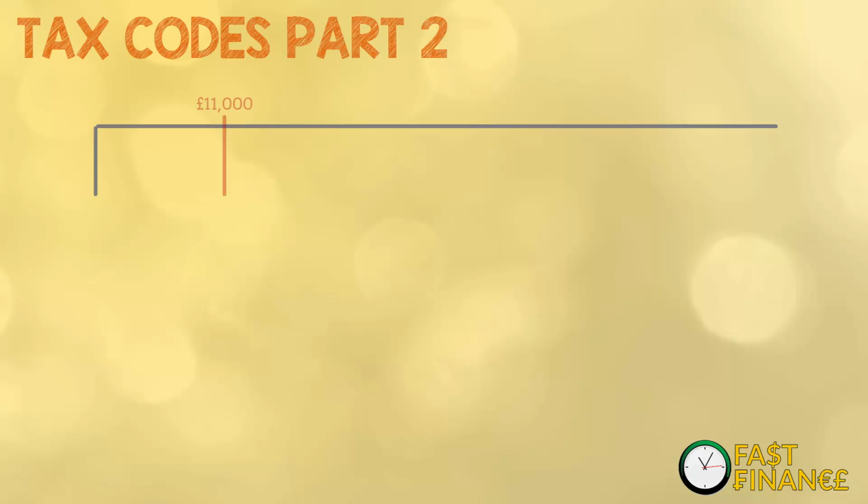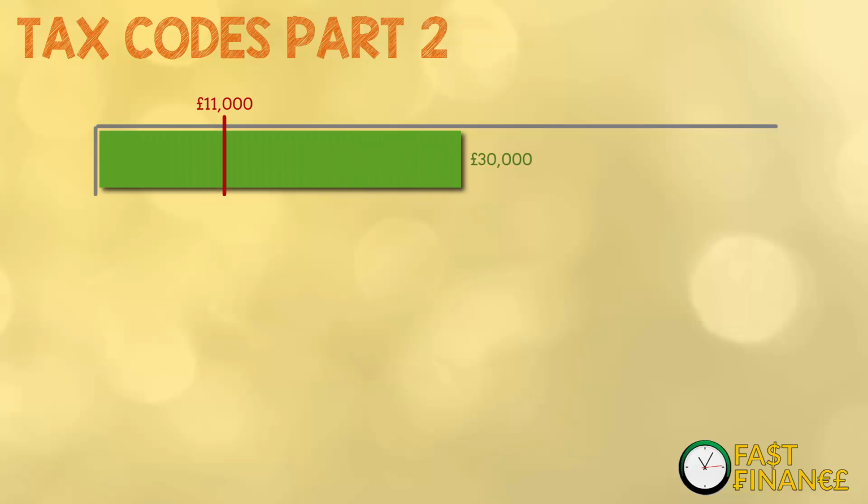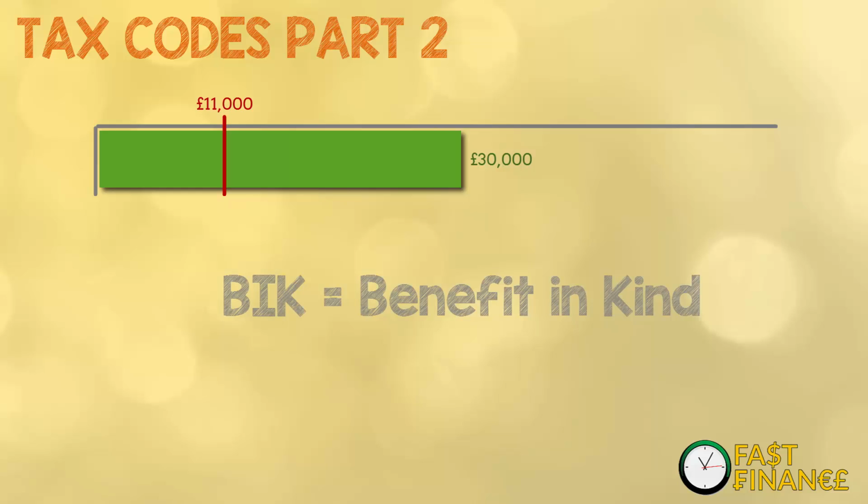Right, let's look at an example. Here we've got a salary of £30,000. The tax diagram should be familiar from part 1. Now let's say we get a company car. HMRC calculates the value of this perk called the benefit in kind. It's worked out based on the list price of the car as well as the CO2 emissions. There are plenty of websites that will tell you exactly what your company car's BIK is.